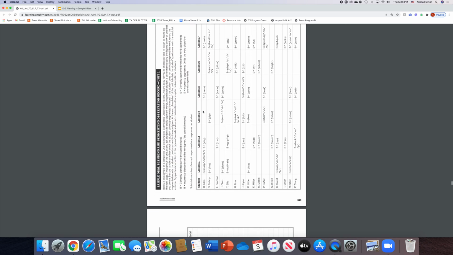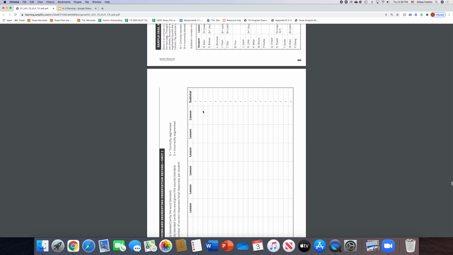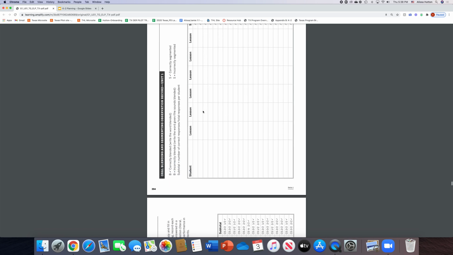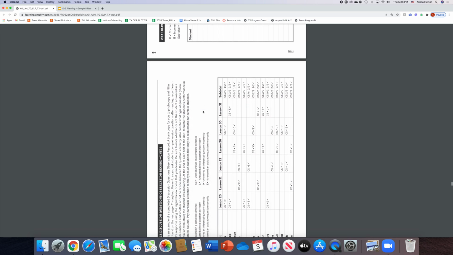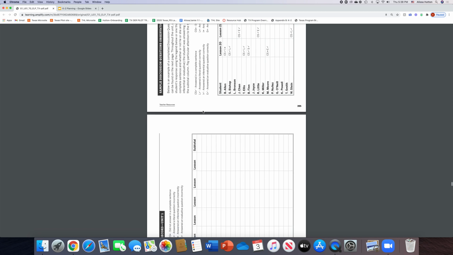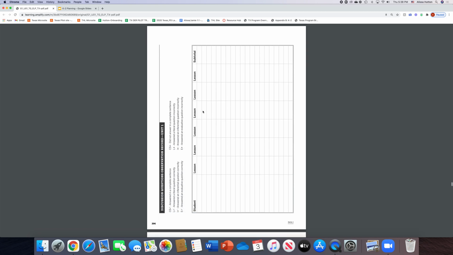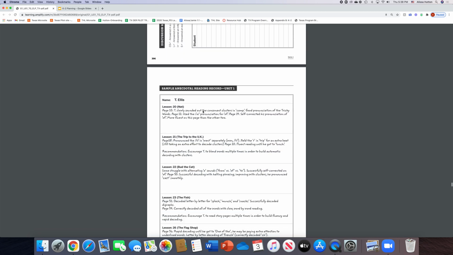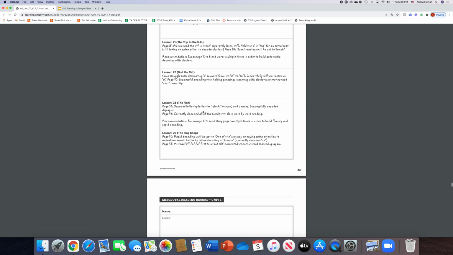Because there are so many amazing resources available for you, it's important that you take the time to read through them because you obviously won't be able to use all of them, but you will find particular resources that will be very useful for you as you're teaching this unit.